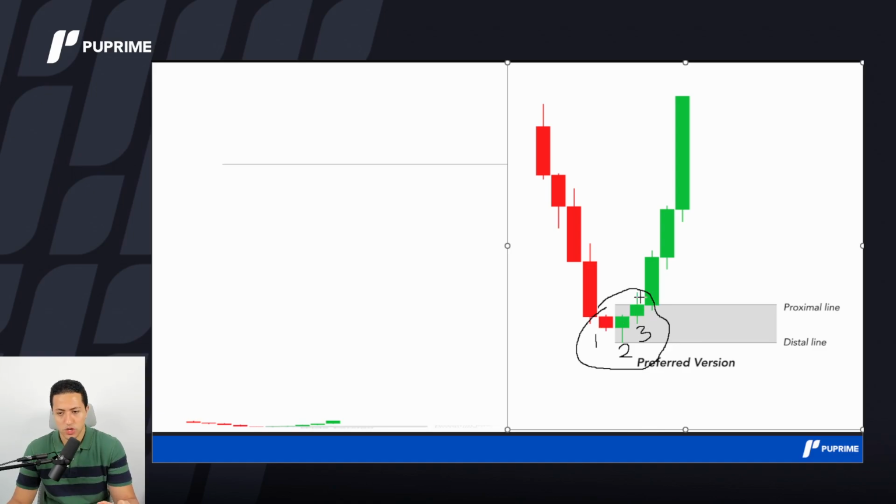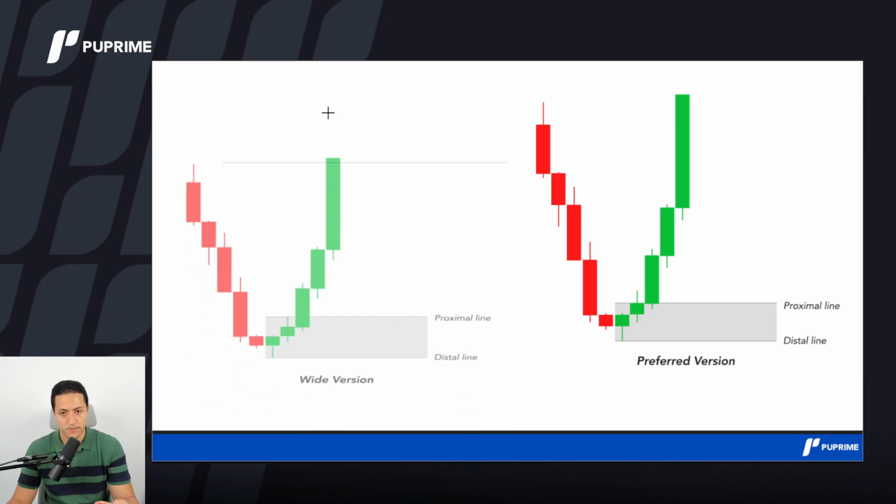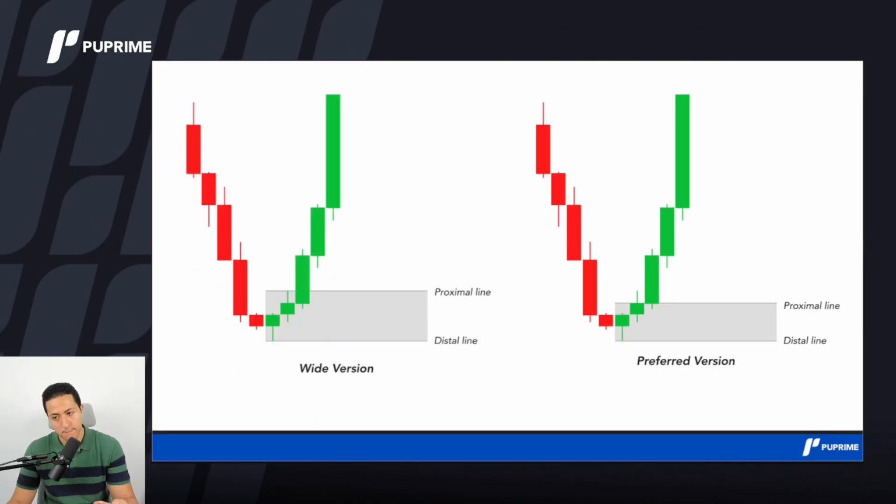In the wide version, we just work with the extremes. Where's the extreme? This is the high and this is the low. The low doesn't change, this is the extreme, which is the distal, and the proximal will just move to be like this. So instead of working with the body, we just took the highest high, or the highest wick, and the lowest wick.